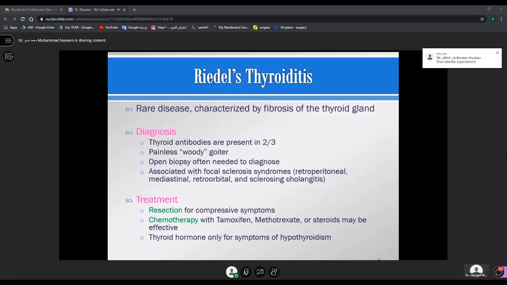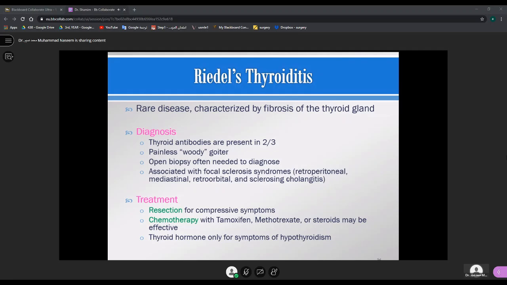Riedel's thyroiditis. This is a rare disease characterized by fibrosis of the thyroid gland. Diagnosis can be made by finding thyroid antibodies, which are present in two-thirds of cases. Clinically, on examination, one can find a painless woody goiter, that is, a swelling in the region of the thyroid gland, which feels like you are feeling wood. Hard swelling. Open biopsy is needed to confirm the diagnosis.